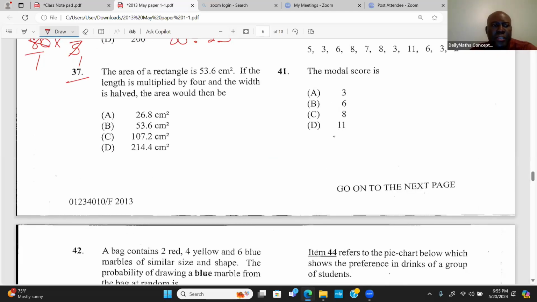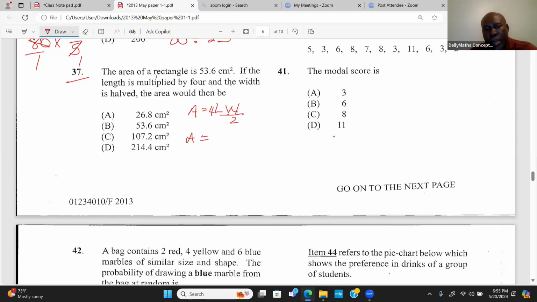All right. So 37. The area of a rectangle is 53.6 square cm. If the length is multiplied by 4 and the width halved, what is the new area? So we're going to think about this. Area is equal to length times width because it's a rectangle. They just said that if the length is multiplied by 4, that means you have 4L. And then the width is halved. That means you divide it by 2.